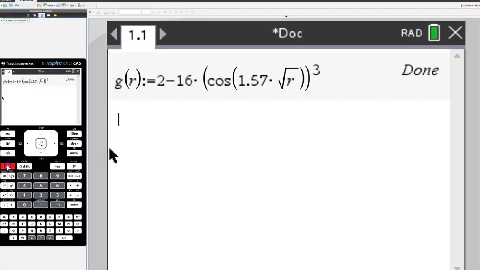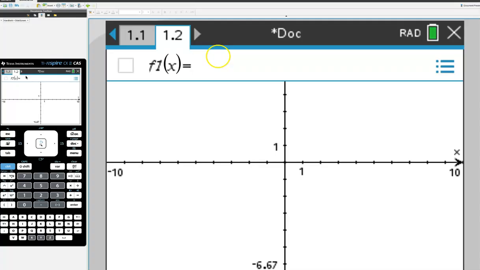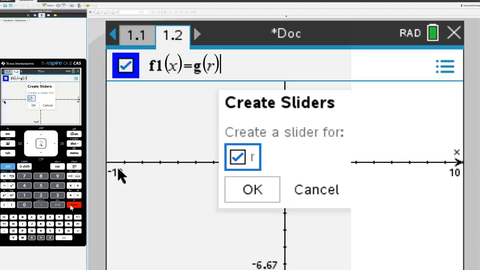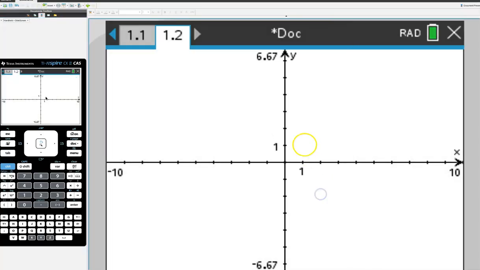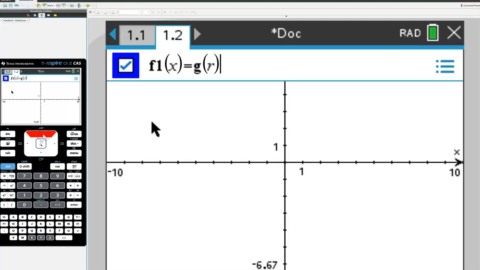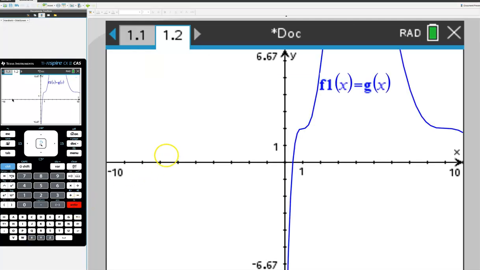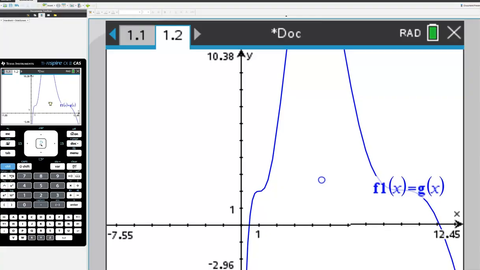Now I need to see when that function is equal to 9.87579. Let's go over to a graphing page, add a graph. First thing I'm going to do is graph g of r. I grip it and rip it, and uh-oh, what problem did I just create? Pause the video and answer the question. What problem did I just create? The problem is your calculator is graphing in terms of x, not r. So even though I entered it as g of r on page 1.1, it's got to be g of x here. There it is. That was an easy fix.